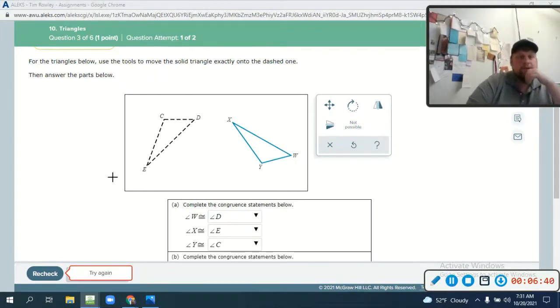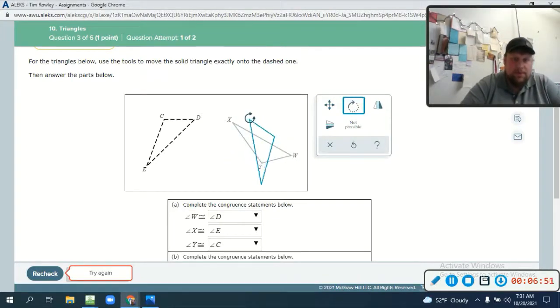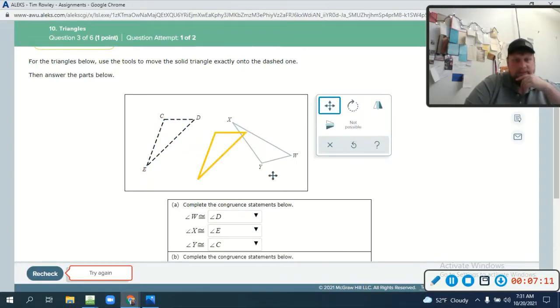But here we are. Okay, so for the triangles below, use the tools to move the solid triangle exactly onto the dashed one. Then answer the parts below. So let me see. I'm going to use my rotational tool because this looks like I need to rotate it some. Oh, now it looks like I need to flip it. Oh, there we go. Oh, now I got to move it. And then if I move it close to on it, I bet I can rotate it and finish it the rest of the way. Boom, look, it does rotate exactly on it. So these triangles are congruent. We see that. Now we're going to answer some questions about it and try to match it up.